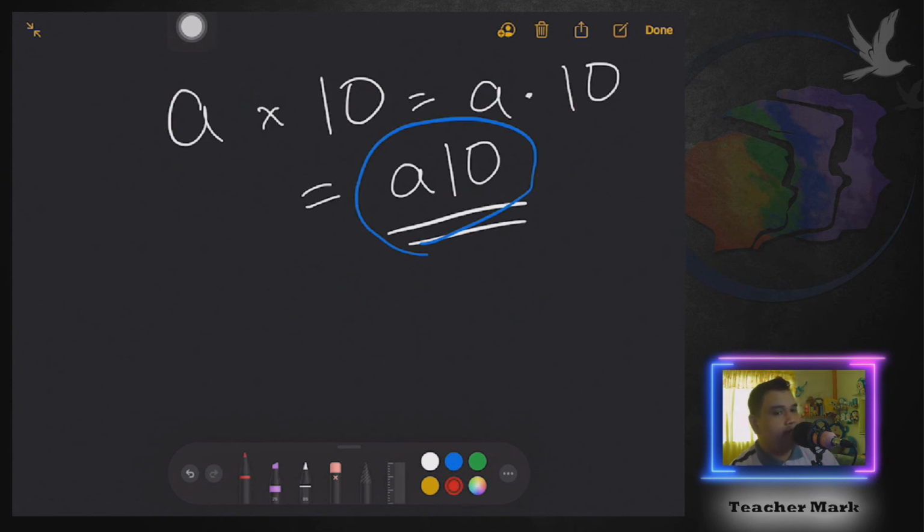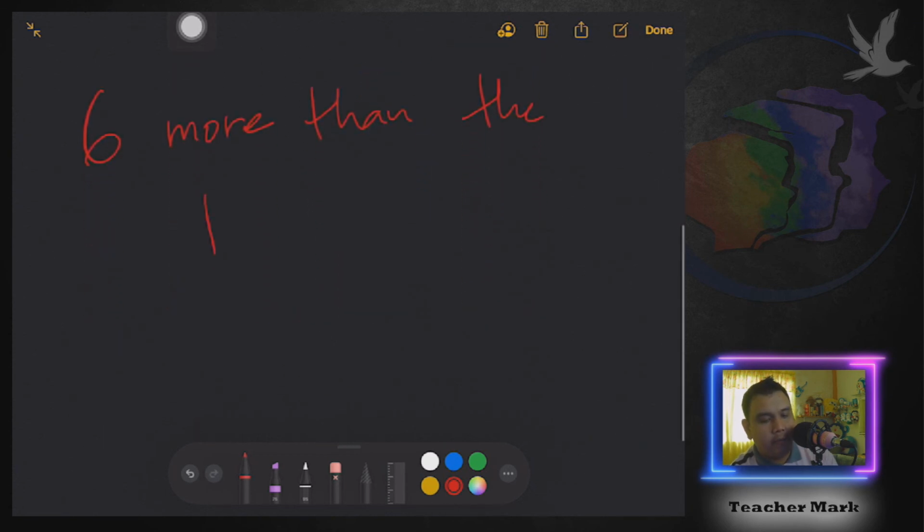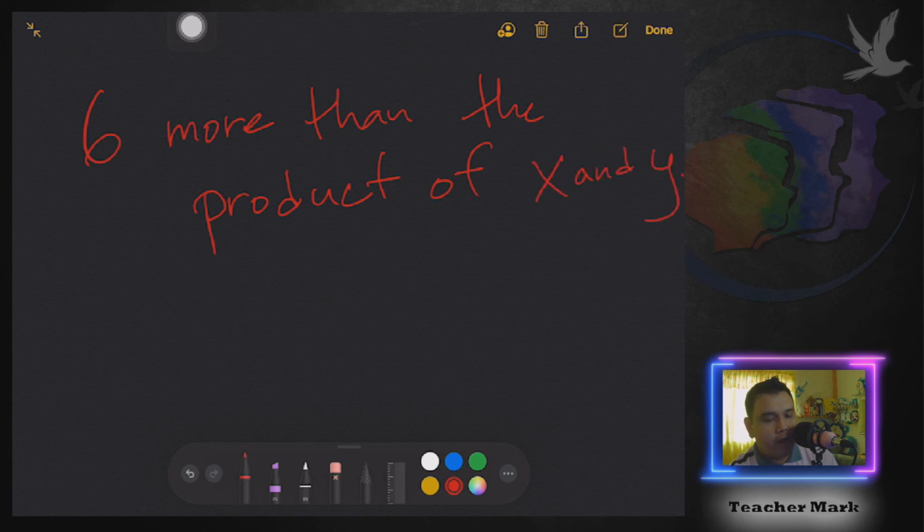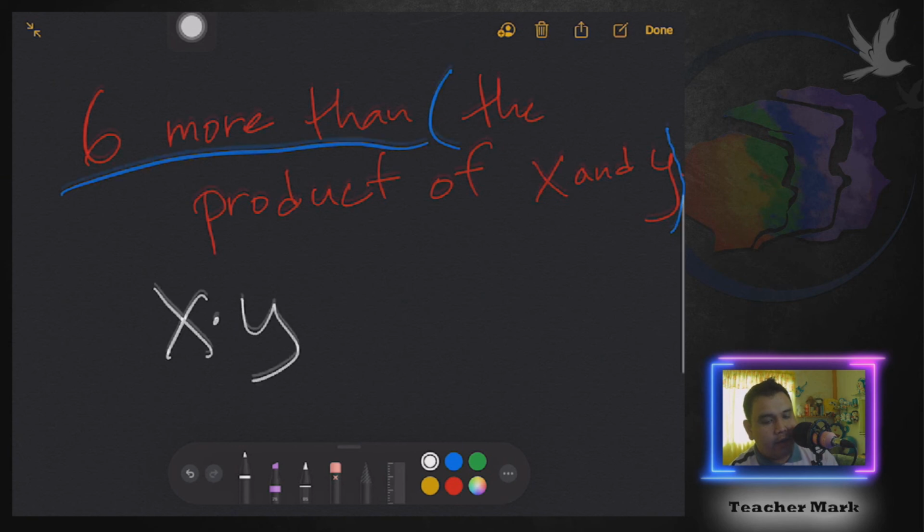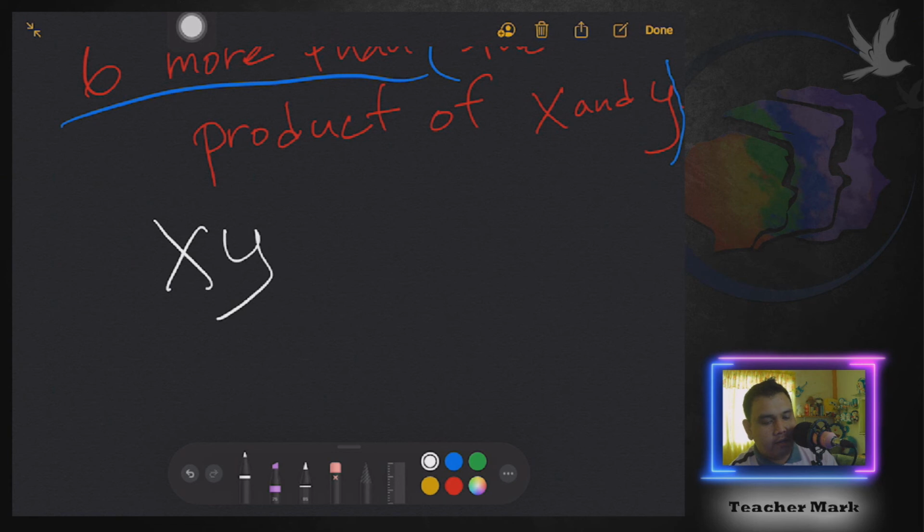So let's try to level it up a little by combining what we have learned earlier and this one. In this case, we have 6 more than the product of X and Y. Since we have this term over here, we have to deal with this part of the sentence first. The product of X and Y. What do you mean by the product of X and Y? It means that you're going to multiply X and Y. So basically, that's X times Y, or can be written immediately as XY.